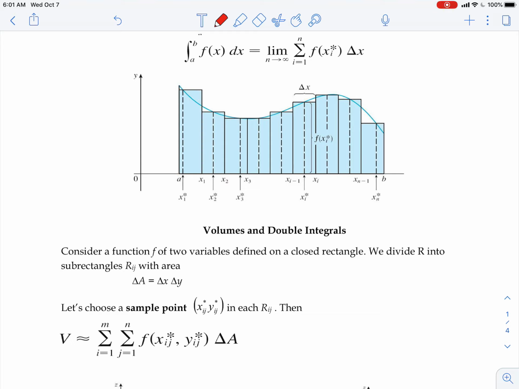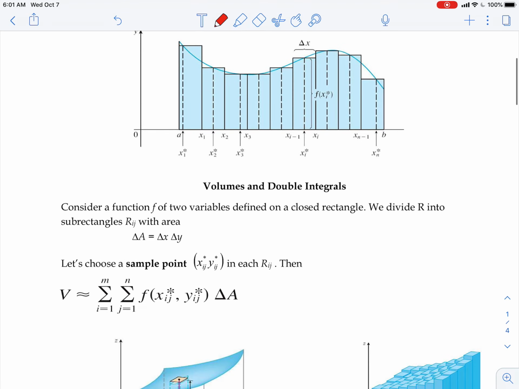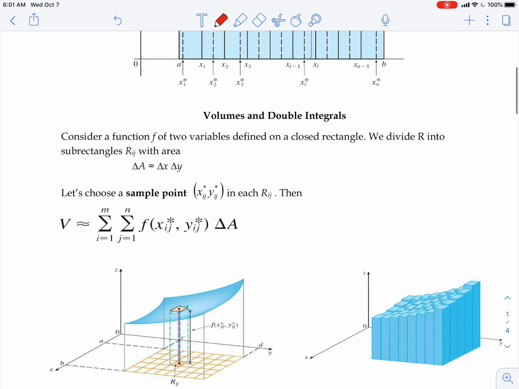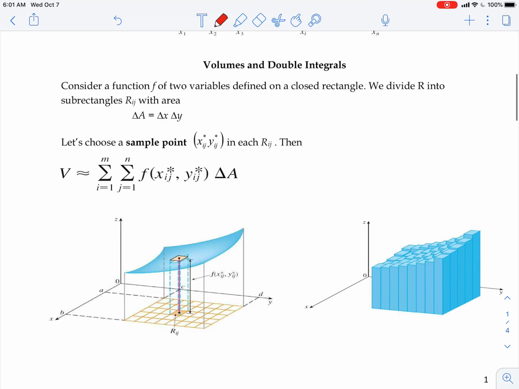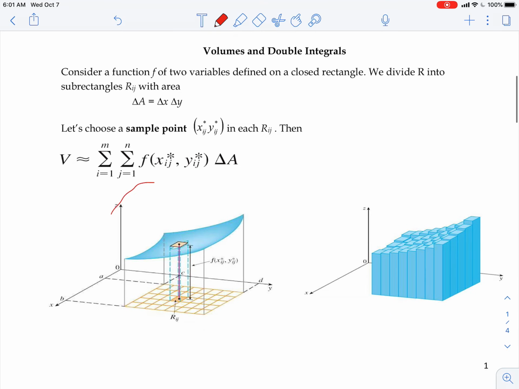Well, we're going to start off with the same type of idea in Calc 3 when we're trying to find the volume underneath the surface. So now that we're in three-dimensional space, our function is going to give us a surface, and what we want to do is find the volume underneath the surface. And so it's not really complicated because we're trying to find volume.